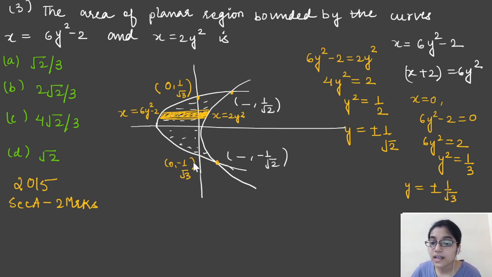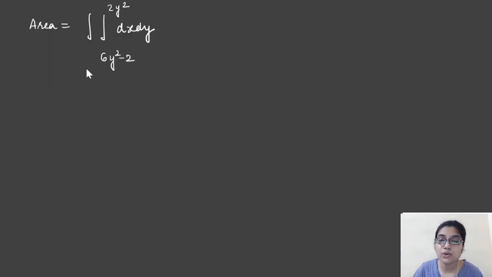Okay, so see, this is our minus 1 by root 3 and this is our minus 1 by root 2. So which one is going to be the bottommost? I hope all of you can get this answer. Obviously this minus 1 by root 2. And in this case also, 1 by root 2. So minus 1 by root 2 to plus 1 by root 2 is going to be the limit of y.